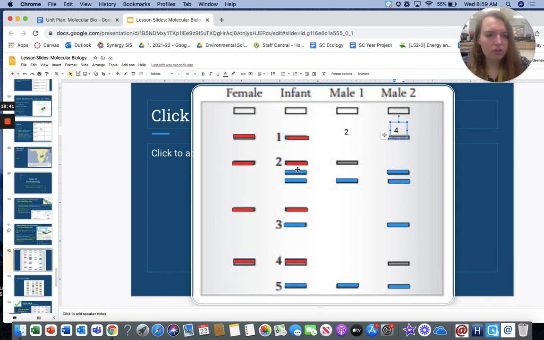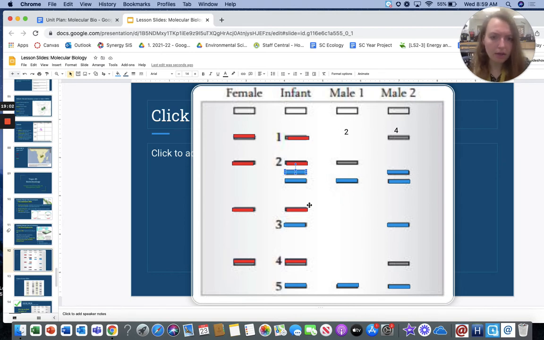And then also there's some bars that are not accounted for. Remember this first bar that we looked at? It has to come from somewhere. And so it did not come from mom, and it didn't come from male number 1. It had to come from mom or dad. And so that kind of eliminates male number 1.